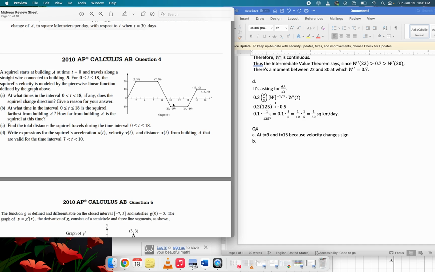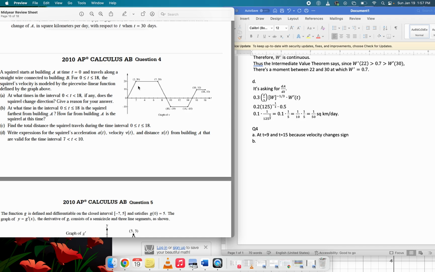Then there's this region below the x-axis. Because it's below the x-axis, the integral would be negative. That means that if you integrated from here to here, you'd get a negative number. In other words, the displacement is negative. In other words, the squirrel during this time moves to the left. How much to the left? Well, whatever the area of this region is. And then finally, this region here would be another positive area.